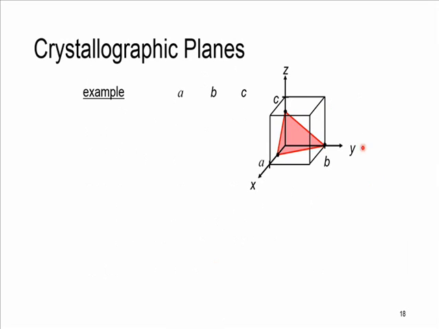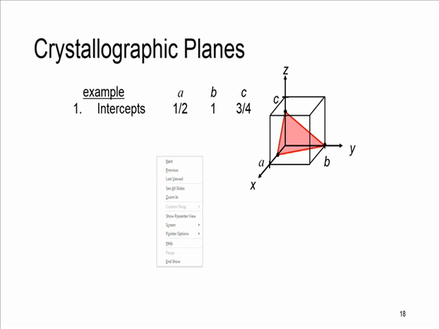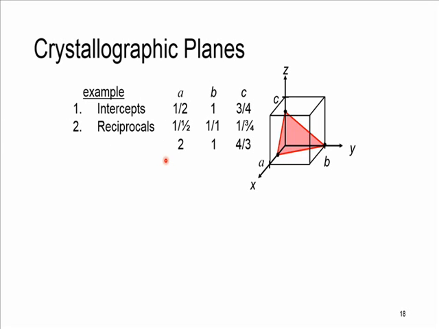This is another example. Look at this red plane here in the cubic unit cell, and it's intersecting with different axes. As you can see here, we look at the intercepts. It intersects the x-axis at 1/2, y at 1, and z at 3/4. The next step is to do reciprocals.